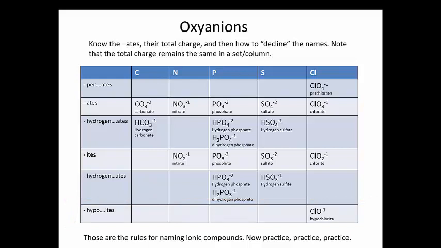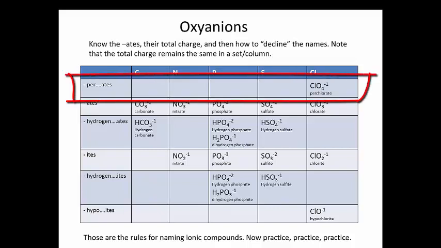Now, you can lose oxygens and you become an -ite or a hypo-ite. What about gaining an oxygen? That also you have for the halogens. So chlorate, if you add one more oxygen, becomes perchlorate, ClO4 minus 1. Perchlorate. And yes, you can have perbromate and periodate.